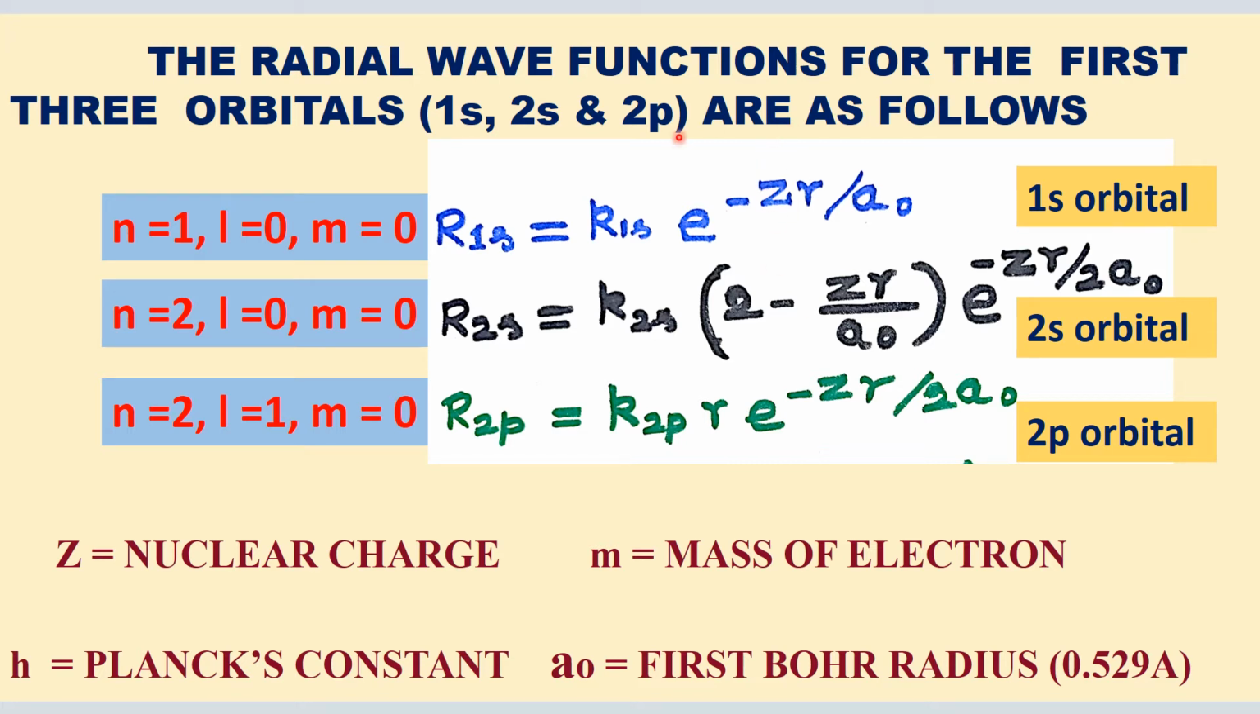These are all decaying exponential functions, where Z is the nuclear charge for a multi-electron atom. For hydrogen atom, Z equal to 1, m is the mass of the electron, h is Planck's constant, and a0 is the first Bohr radius. This is a constant, that is 0.529 Angstrom.